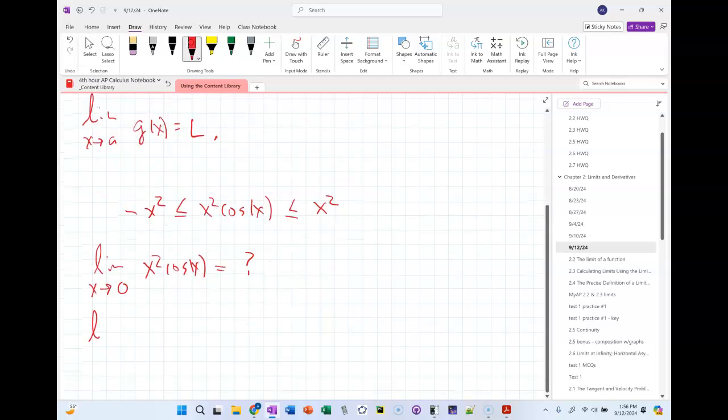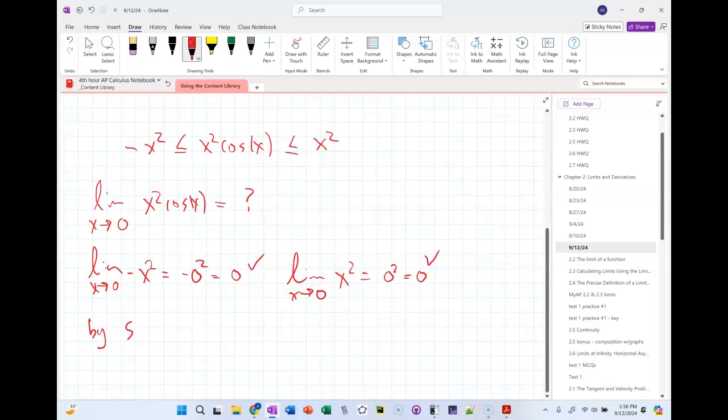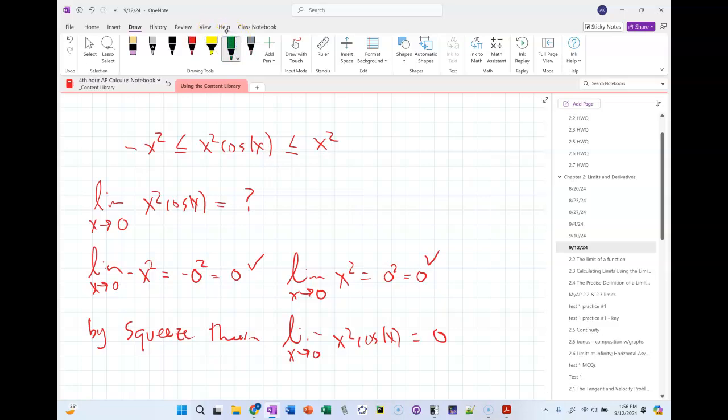So to do that, I can check this limit, and I can check the other end limit. And since they're the same, I can say by the squeeze theorem, the limit as x approaches 0 of x squared cosine x also equals 0. So they would give you that top portion? Yeah, you'd be given something like that for sure.